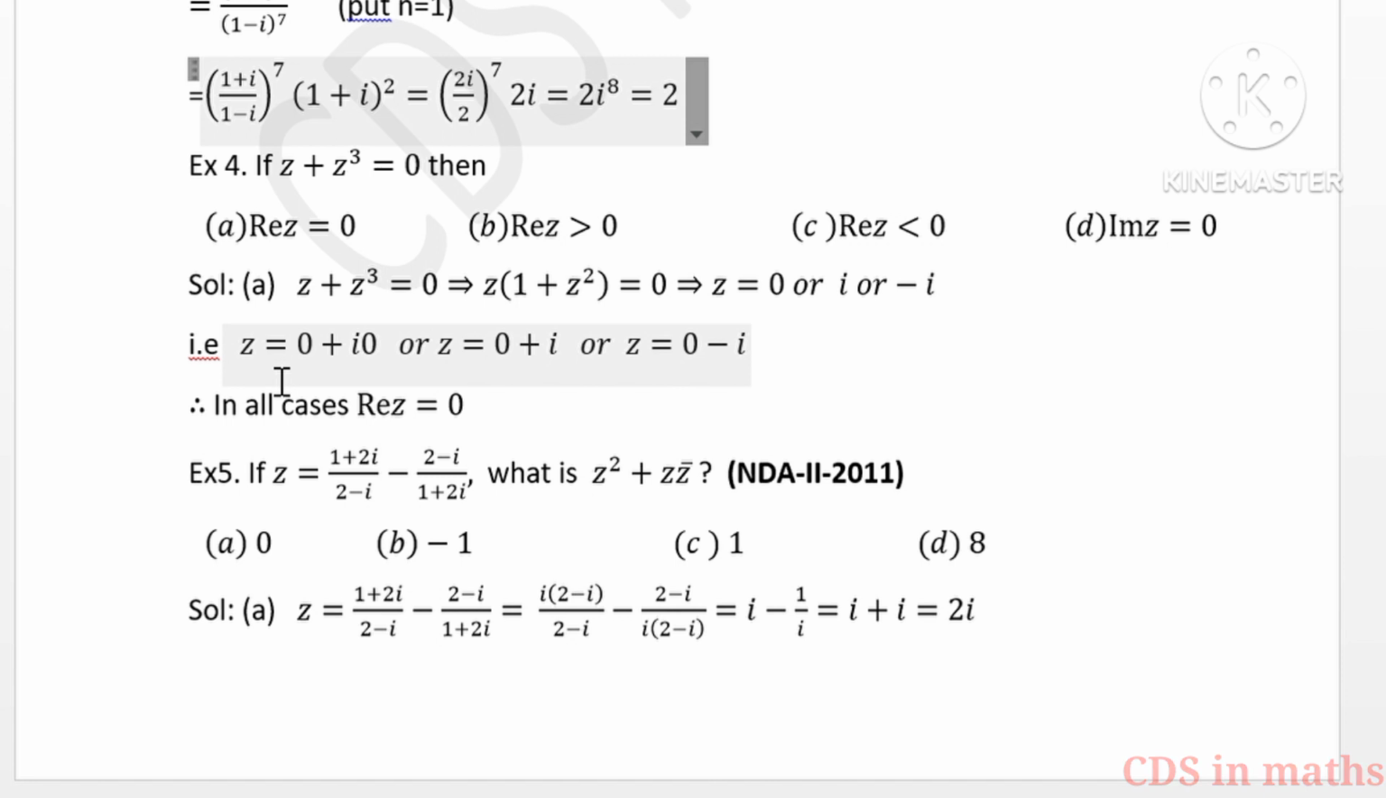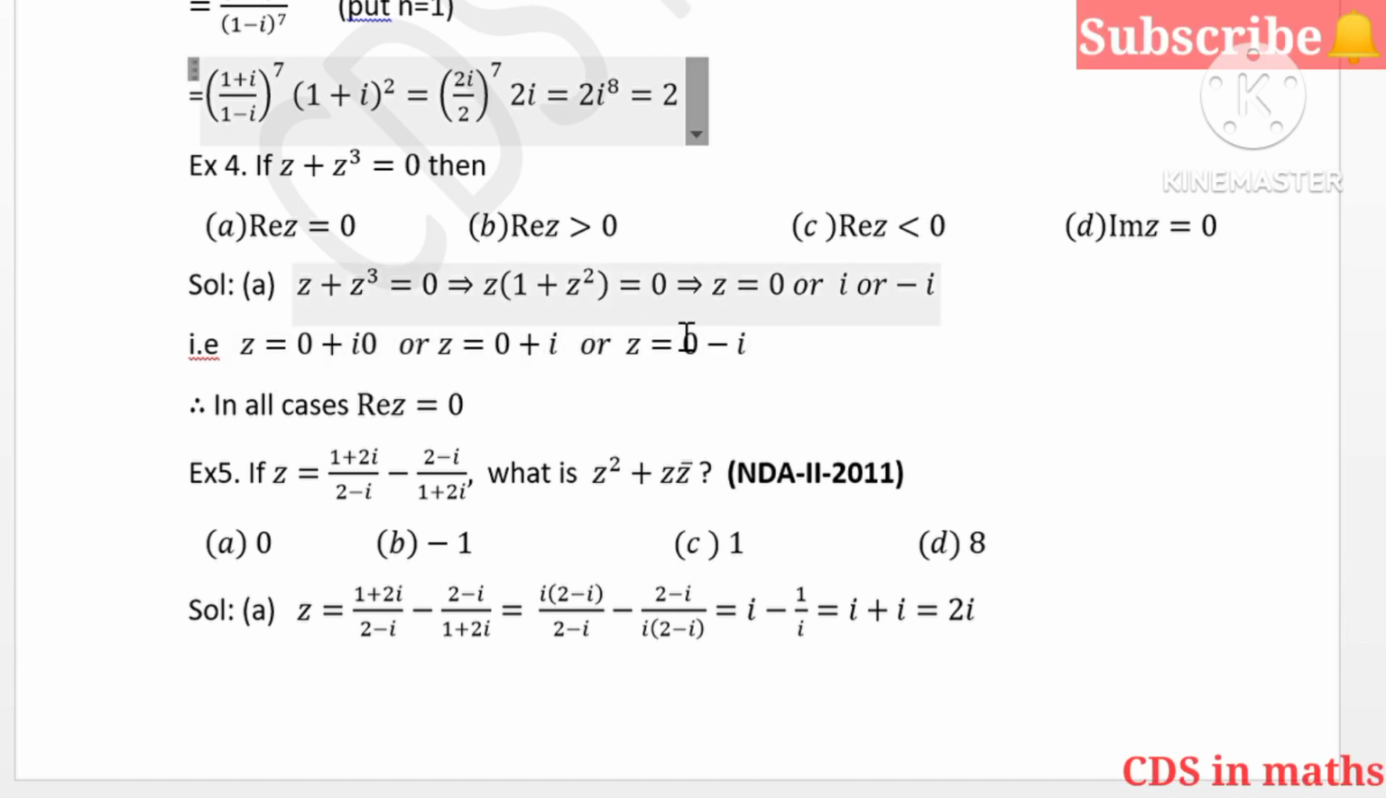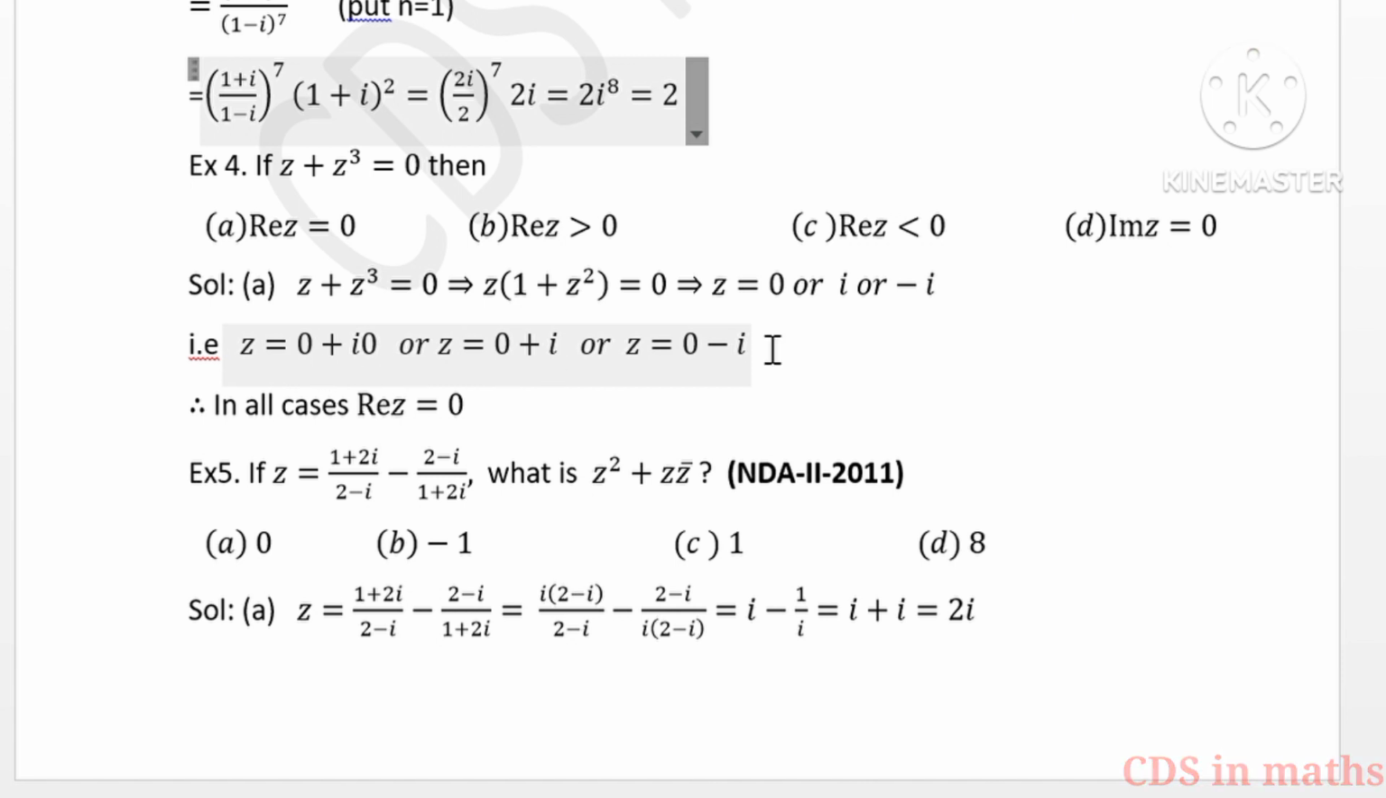So that z value may be 0, z value may be i, or z value may be minus i. So there are three values of z coming. If I take z as 0, then z I can write as 0 plus i0. Or if I take z value i, then I can arrange it in the form a plus ib, 0 plus i. Or if I take minus i, then z is equal to 0 minus i.